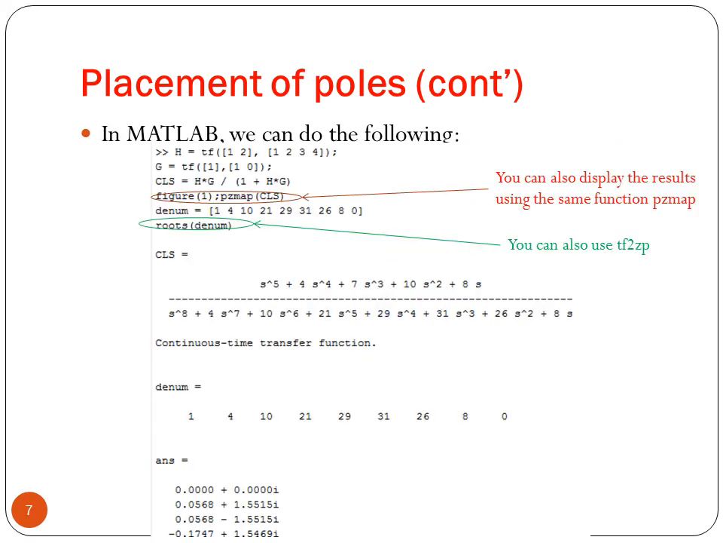29, 31, 26, 8, and 0. And we use the function roots in order to get the roots of this function. We can also use a third method, which you know very well, which is the tf2zp function, and we'll get in this case the poles, the zeros, and the gain of the closed loop transfer function. As shown, we have at least two poles with positive real parts, so the system will be unstable.